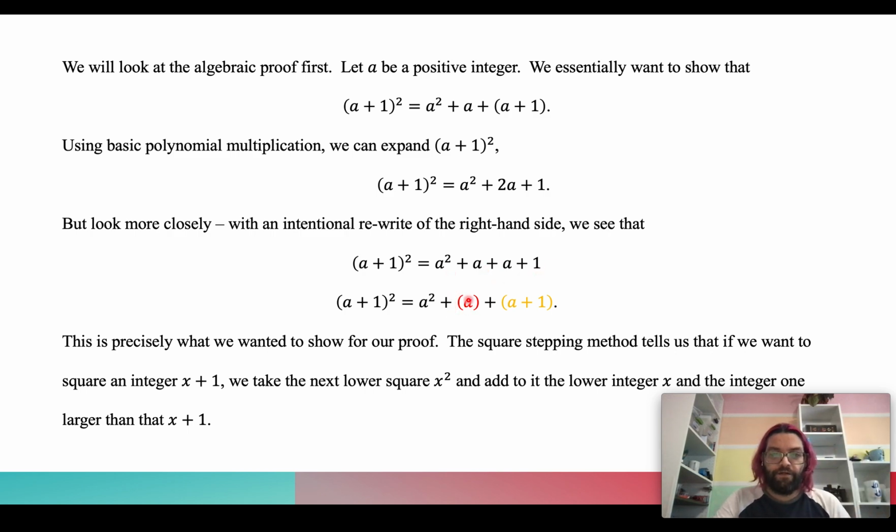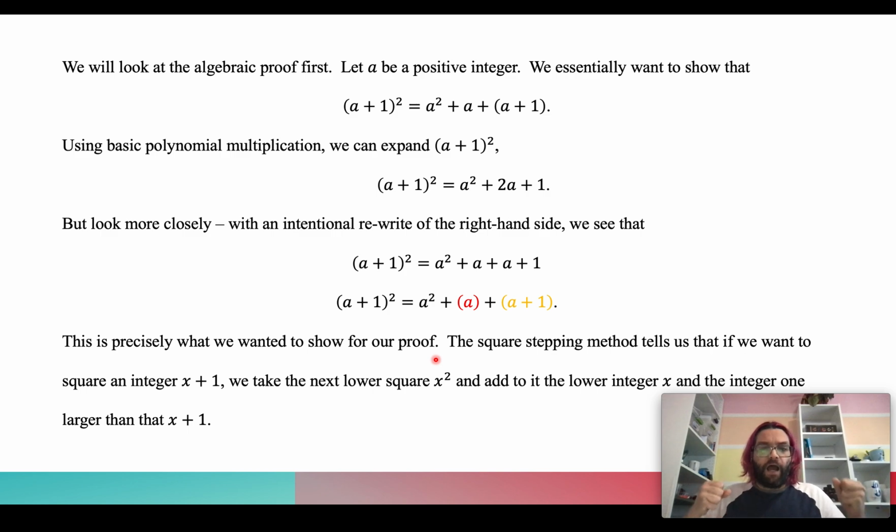I put some grouping marks here, and I used some color. I'm going to be honest, I'm not super excited about how I use the color here, because the color doesn't refer to anything. I should have done more with that. I should have said, aha, look up above that this is the red part, and look up above that this is the yellow part. Yay, I showed what I wanted to do. I at least went and said that. This is precisely what we wanted to show for our proof.